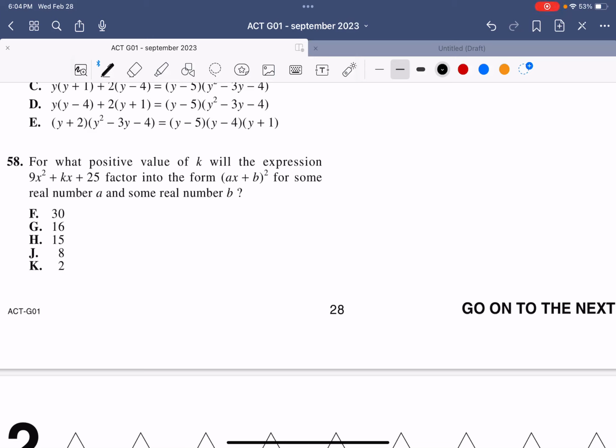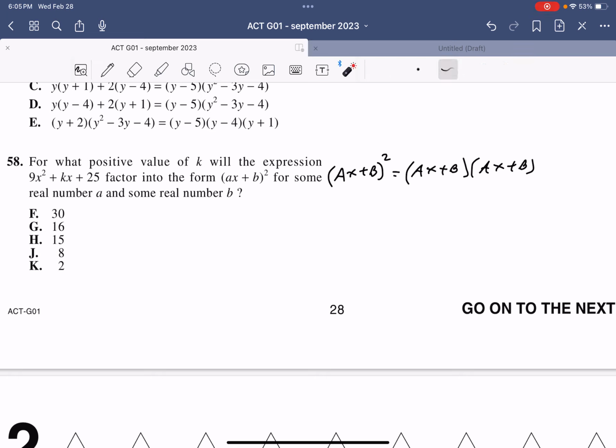Number 58, for what positive value of k will the expression 9x squared plus kx plus 25 factor into the form in parentheses ax plus b to the power of 2 for some real number a and some real number b? So what I'm going to start off by doing here is taking the ax plus b to the second power and rewriting it as ax plus b times ax plus b.